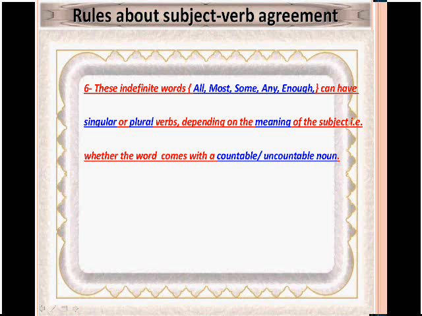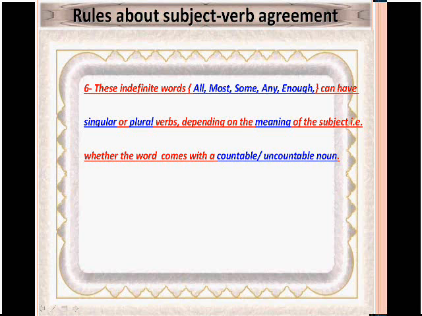Also, these indefinite words like all, most, some, any, enough can have singular or plural verbs depending on the meaning of the subject. Okay, so of course here it depends on the meaning, and of course whether the word comes with a countable or uncountable noun. So it's according to the word.